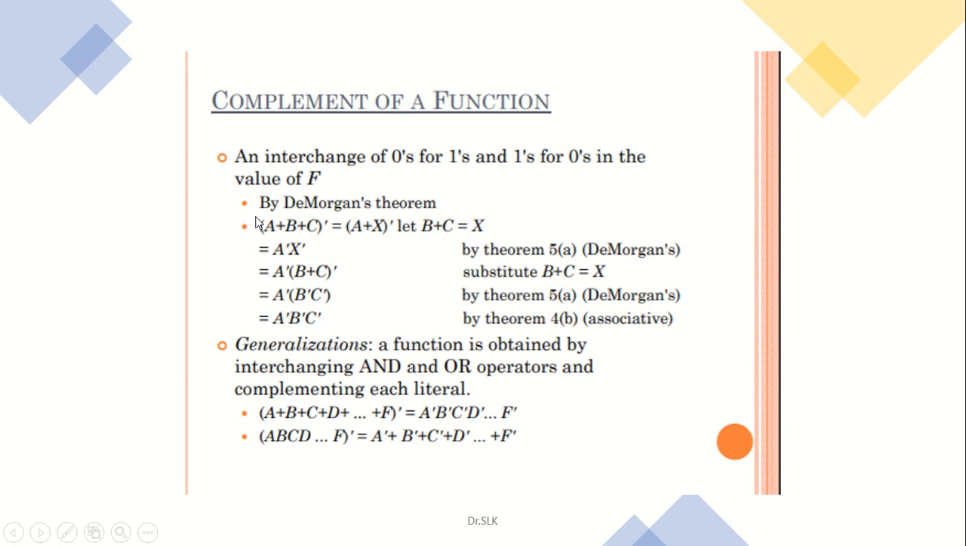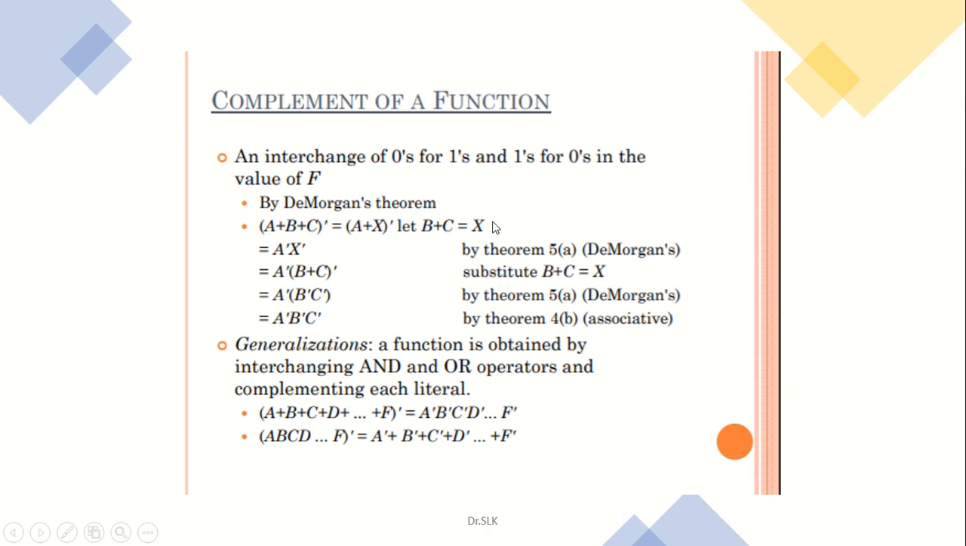So by De Morgan's theorem, the complement means interchange: when an input of 0 is given, 1 is your output, and when a 1 is given, 0 will be your output. By De Morgan's theorem, we have been given the question (a + b + c) the whole bar, which is equal to, here instead of b + c you take a common variable x, so (a + x) bar.